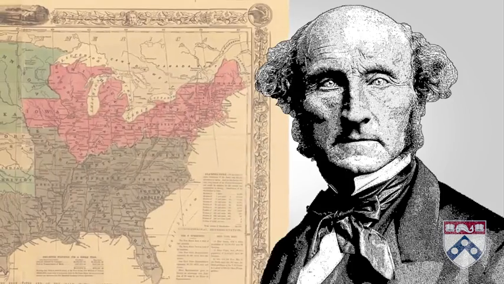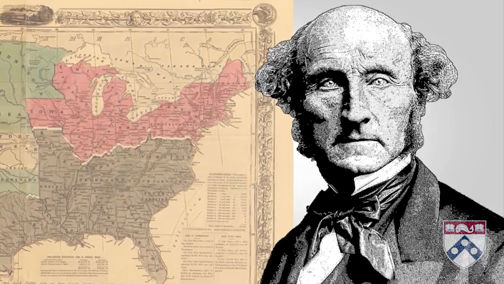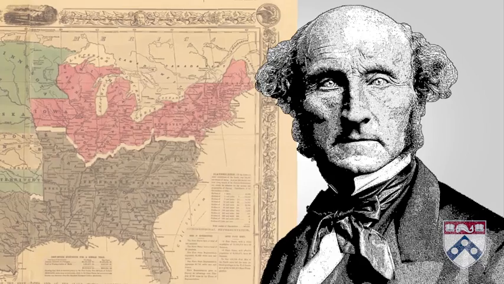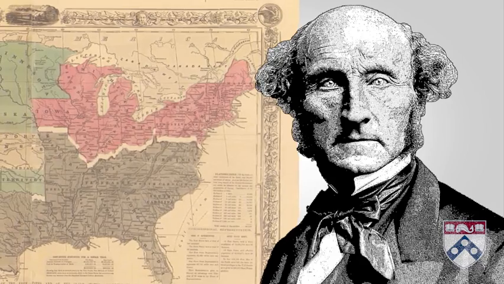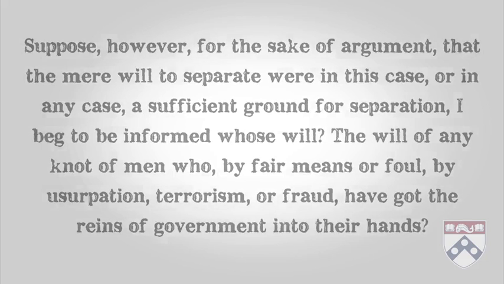In an 1862 essay, The Contest in America, Mill wrote about the question of whether the North and South in the United States should go their separate ways over the issue of slavery. In response to the idea that they should be allowed to, because that is what people in the South wanted, he said the following: "Suppose, however, for the sake of argument, that the mere will to separate were, in this case, or in any case, a sufficient ground for separation. I beg to be informed, whose will? The will of any knot of men who, by fair means or foul, by usurpation, terrorism, or fraud, have got the reins of government into their hands?